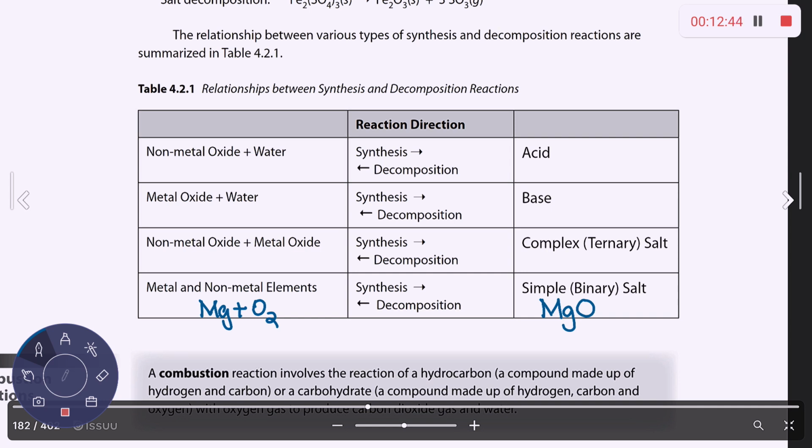Okay? Okay. That's it for synthesis and decomposition. Okay? Let's go on to combustion reactions. I'm going to stop this video here.